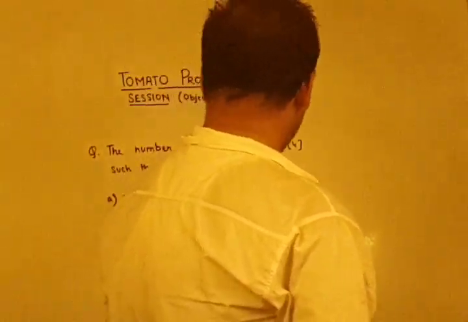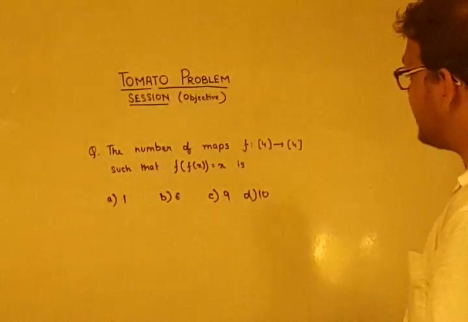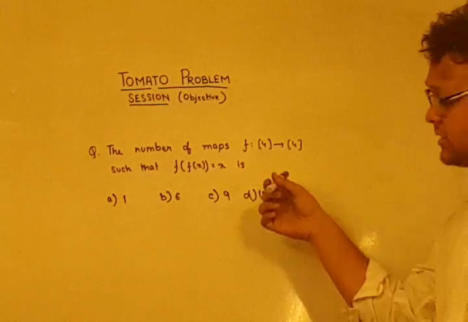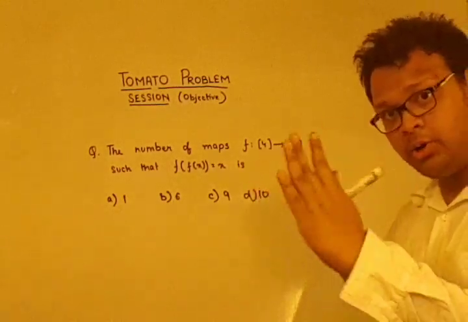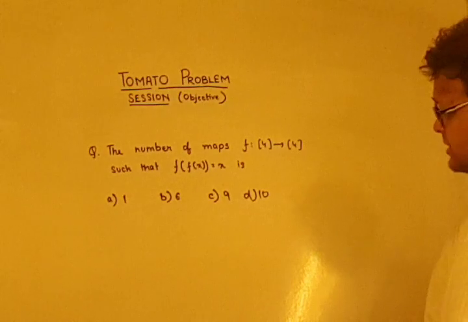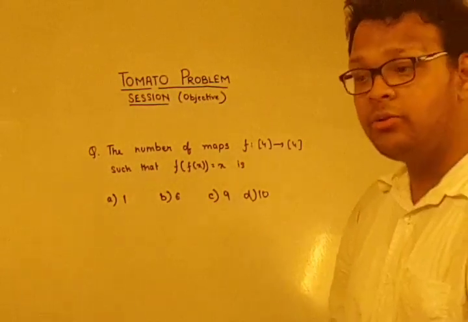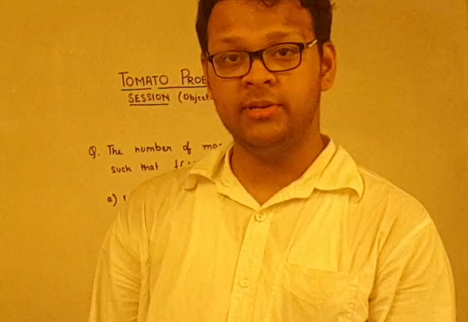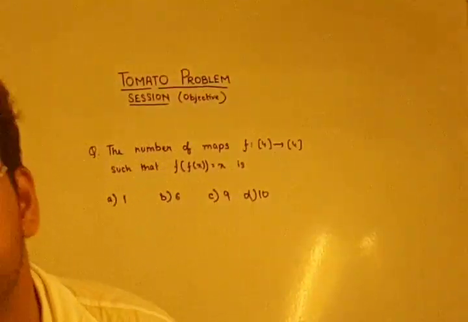the number of maps f from 4 to 4, as I have said this notation means the set of 1, 2, 3, 4, such that f of f of x is 1, 6, 9 and 10. So I recommend you to try this problem for a few moments and I'll get back to the solution.